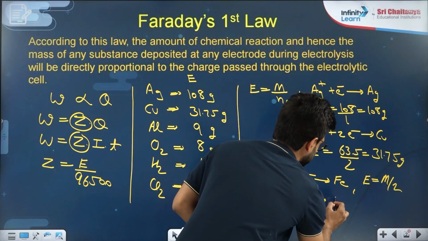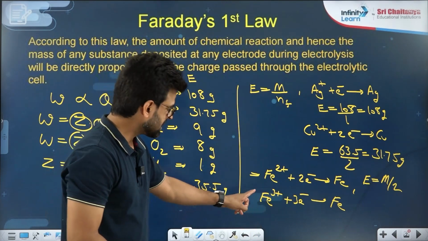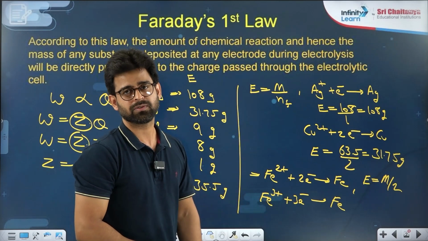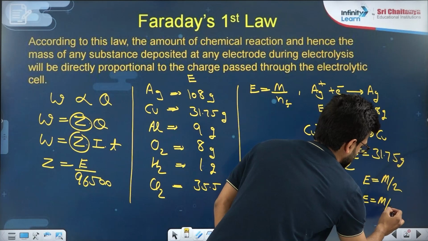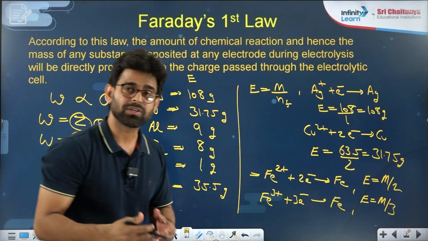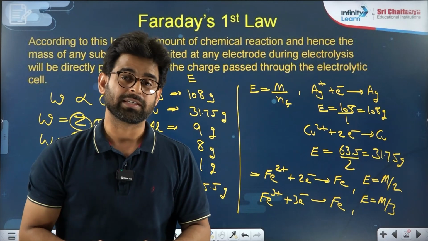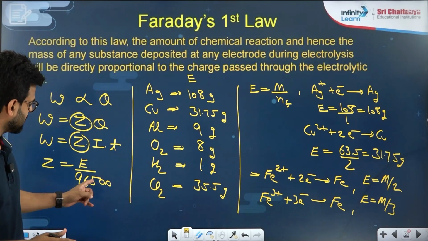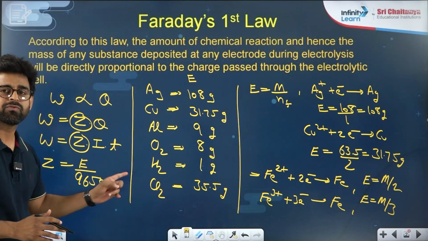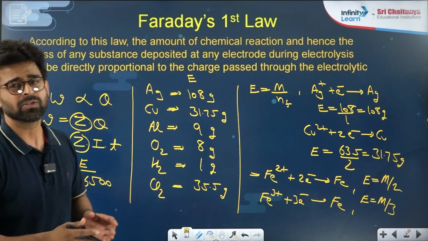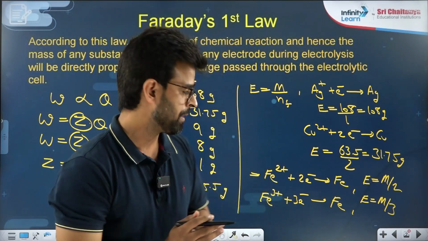If it is getting deposited, you can see it is accepting 3 electrons, right? So in this case I will say E is M by 3. Depending on charge we get the n factor, and depending on that we can find the equivalent weight, and using the equivalent weight you can find the electrochemical equivalent, which helps us to solve the questions of the first law of Faraday. Let us see small simple questions to understand this concept in detail, right?